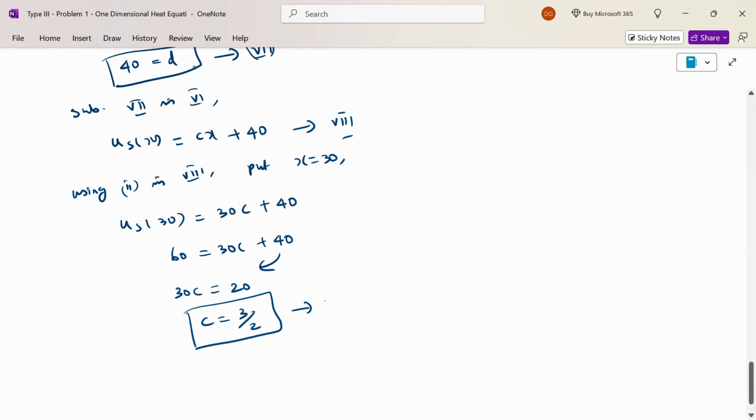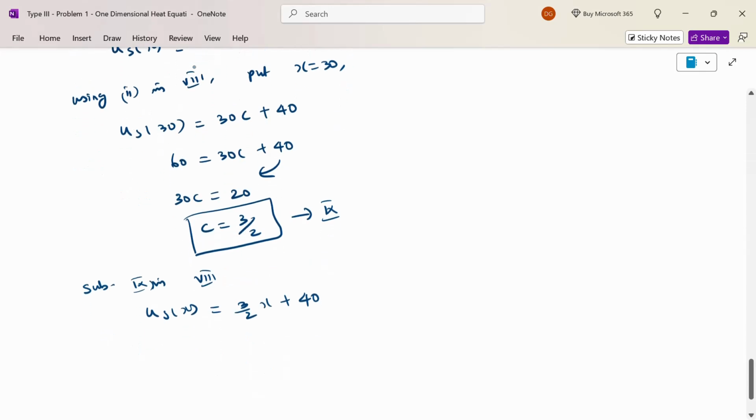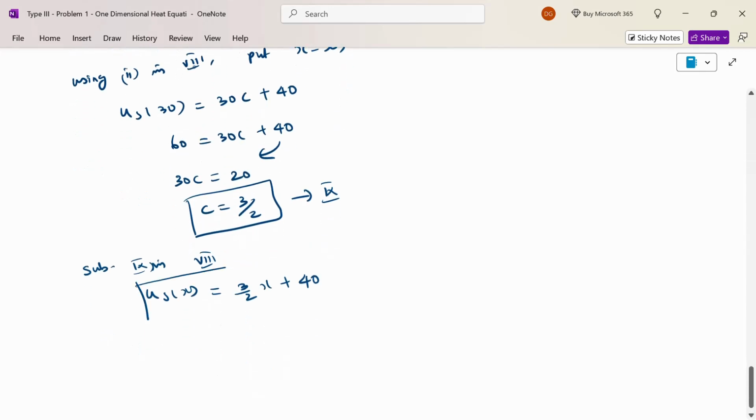Now this is the ninth equation. Substitute the ninth equation in the previous eighth. Therefore u_s of x equals 3 by 2 x plus 40. This is the steady state condition when the temperature changed, at t equal to 0.